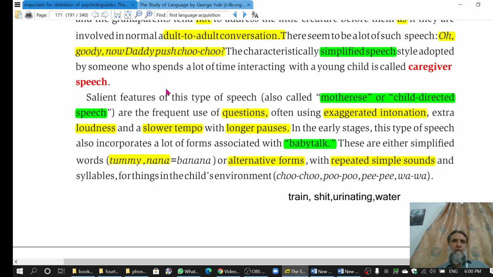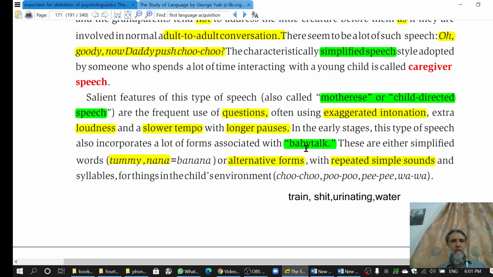Sometimes the intonation, the ups and downs of the sound, is exaggerated. Most of the time, questions are asked so that the child could say yes or no, so most of them are yes/no questions. There is some extra loudness, a slower tempo, the words are spoken slowly to them, and there are longer pauses in them. This is a kind of talk which is called baby talk.